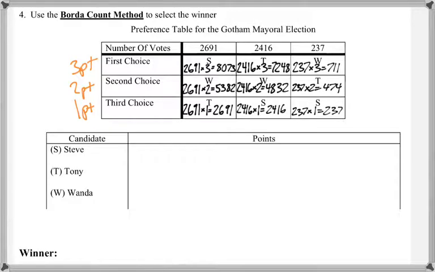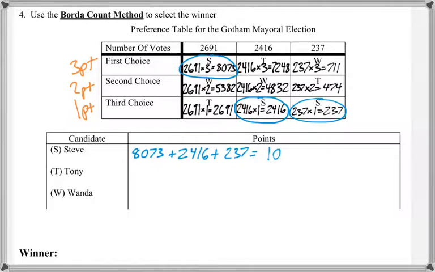On question number 4, we are selecting the winner using the Borda count method. And as you can see, I've already calculated the points for this one, so we just need to tally them up. Steve got 8,073 plus 2,416 plus 237. So that is 10,726 points.